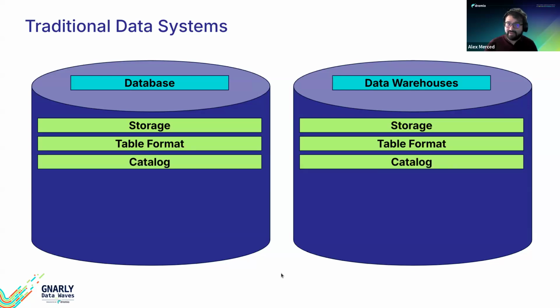Then there's a catalog, okay? And the catalog here acts as a listing of those tables. How does it know that there is table A, table B, table C, table D? Because there's a catalog mechanism.